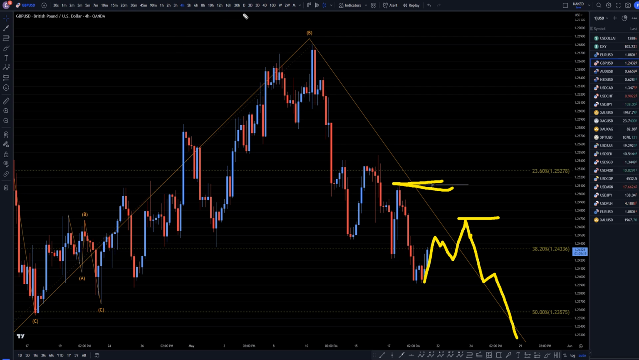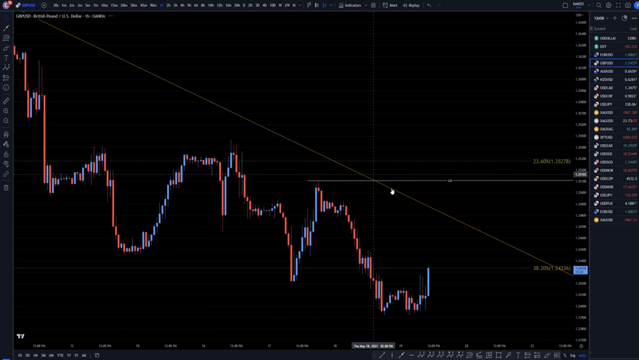I don't really see any reason to think the trend is over on the daily, so I'm going to continue to look for shorts, at least until I see a break of structure to the upside. So let's keep that in mind, and take it right down to the 1 hour time frame.